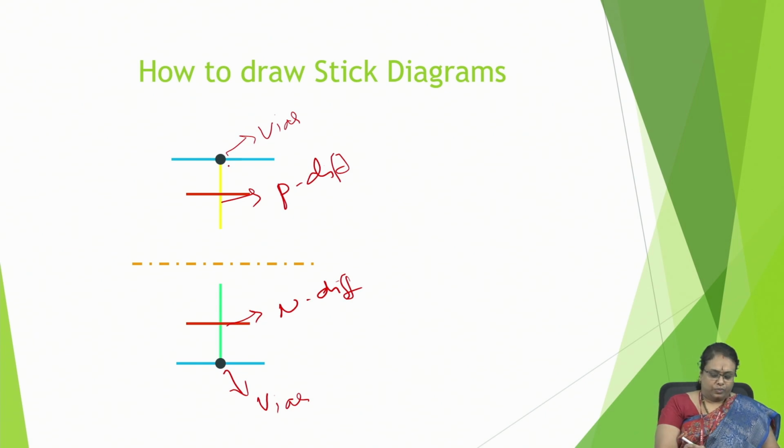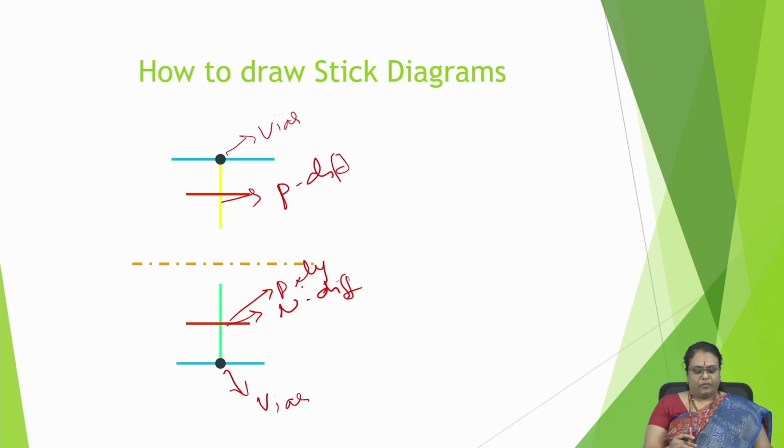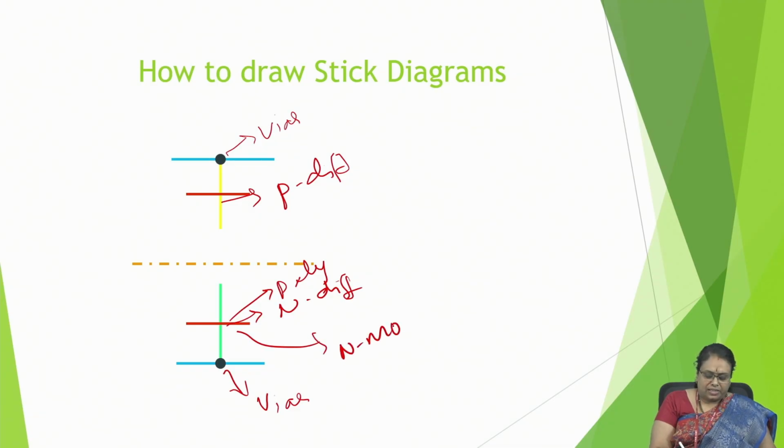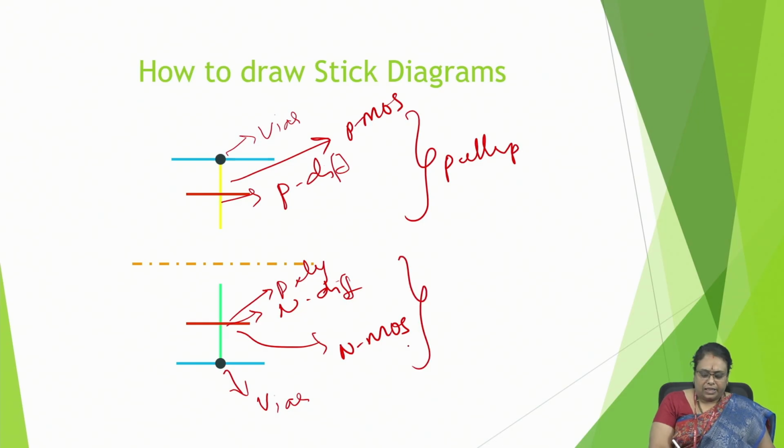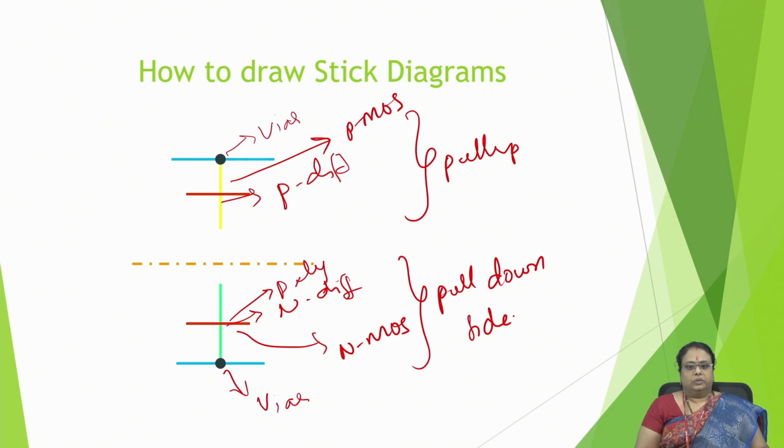Then next, this is the poly. As we already discussed, when N diffusion is crossed with the poly, it is called an NMOS transistor. And when P diffusion is crossing with the poly, it is called a PMOS transistor. This part is called the pull-up side and this part is called the pull-down side. So this is what we draw first. Then we need to make the connections for this.